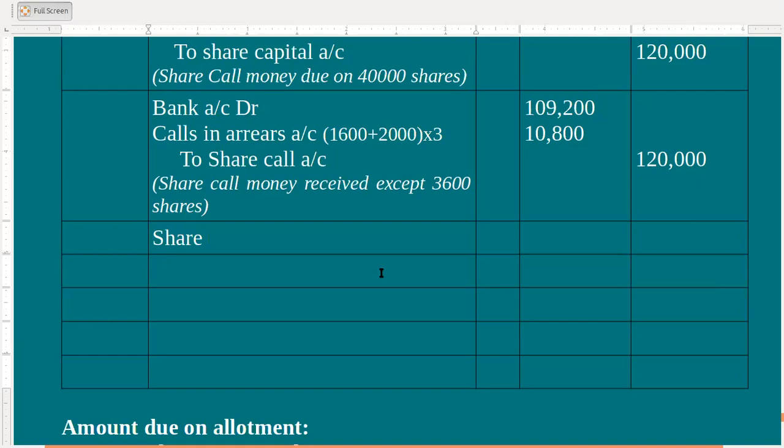Okay, share capital. Yes, we will provide calls in arrears only. Instead of calls account and allotment account, we will provide calls in arrears account here. Okay, so here share capital account. Is there any other debits?